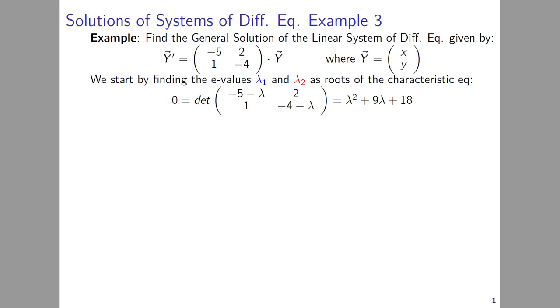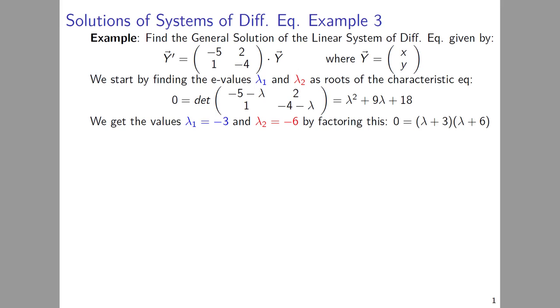We can solve this equation by factoring it as (λ + 3)(λ + 6) to find that our eigenvalues are -3 and -6. Now that we have our eigenvalues, we need to find the eigenvectors for each one.